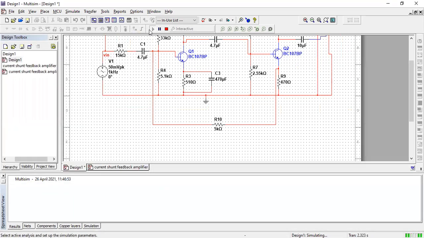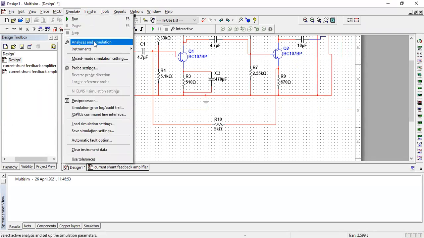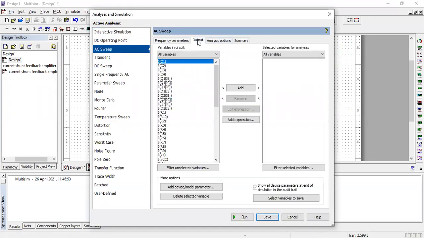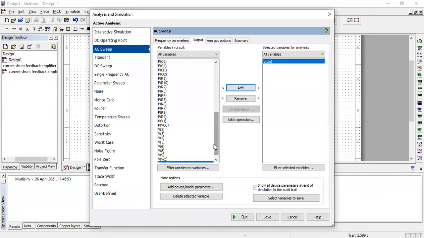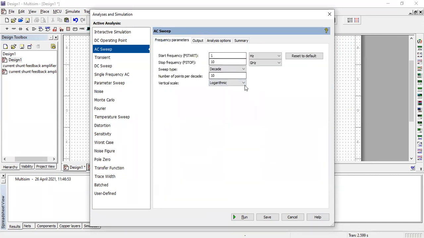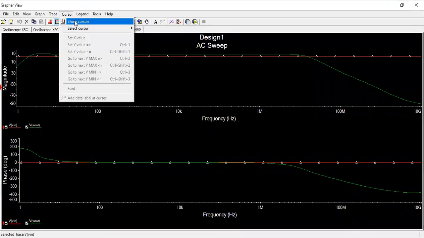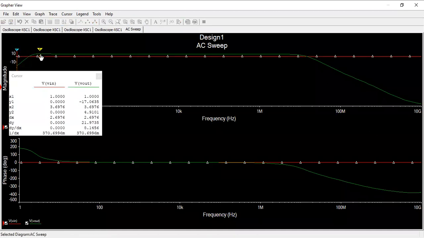What is the frequency response? I'll stop this one. I'll go to simulate, AC analysis, first AC sweep. I'll go to output. What are the expressions we added? V in first. So go to V in, add that one, and go to V out, add that one too. Go to the frequency parameter, keep the output in dBs, decibels, and run. So this is the response you are getting. I'll show the cursors.